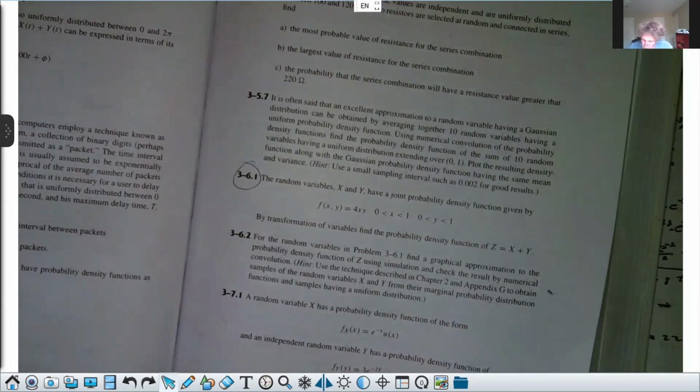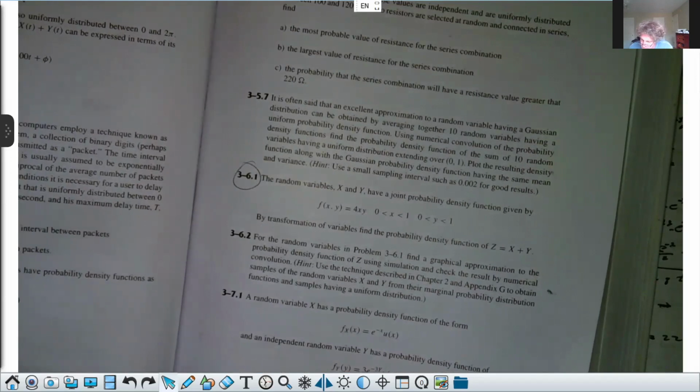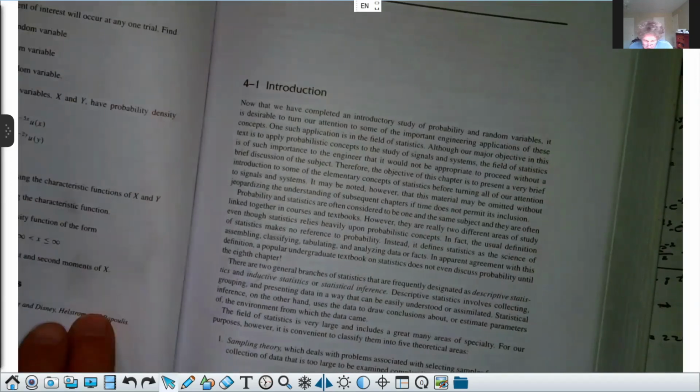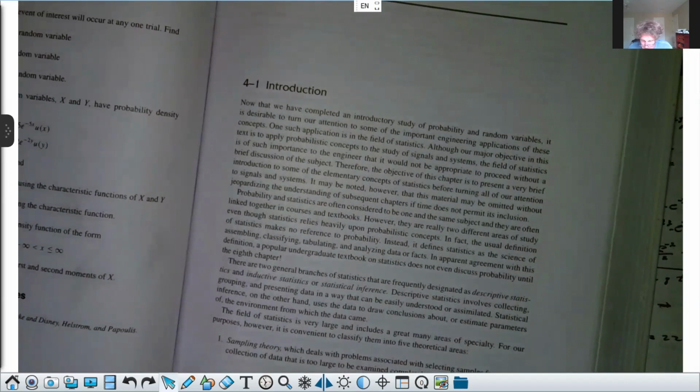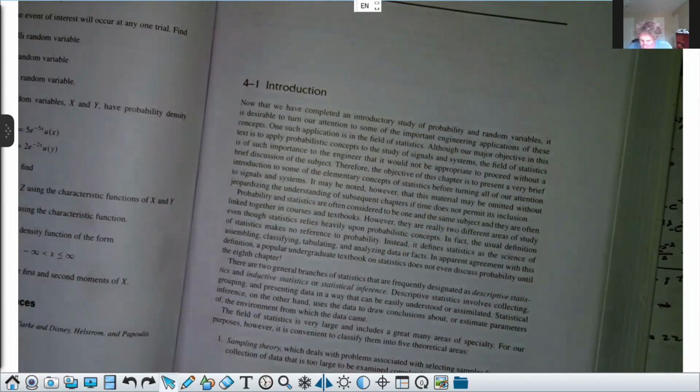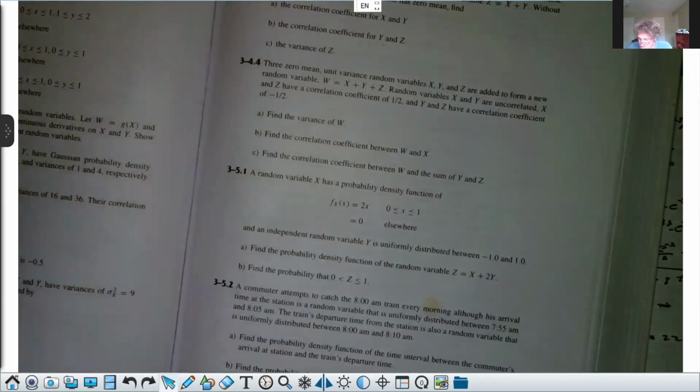And do all of section 3.5. I'll go through 3.6, and 3.7 you don't have to worry about, because that's the characteristic function. We're going to do Laplace transforms.